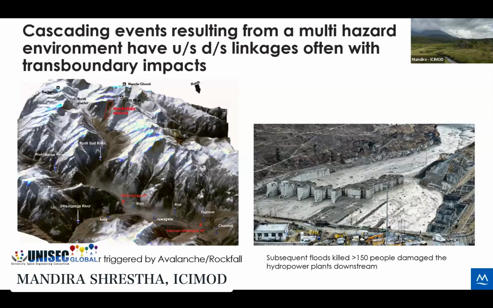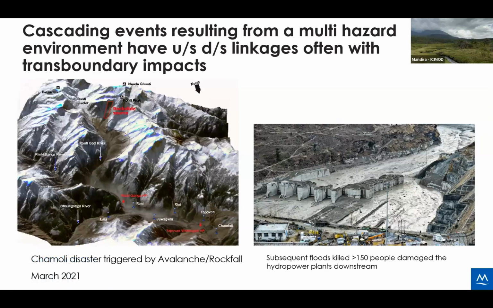So I'll give you some examples of some of the recent events that occurred in our region. One disaster, again in India, was in March 2021, where a large rock slide at very high elevations, about 5,000 plus meters, initiated a big landslide, followed by a big flood which propagated downstream.